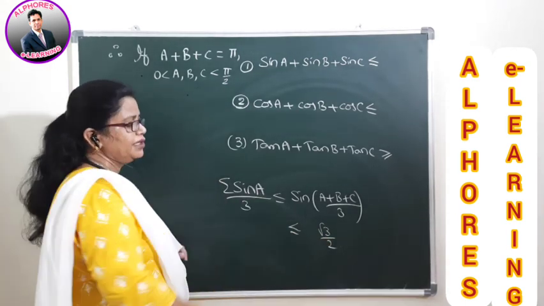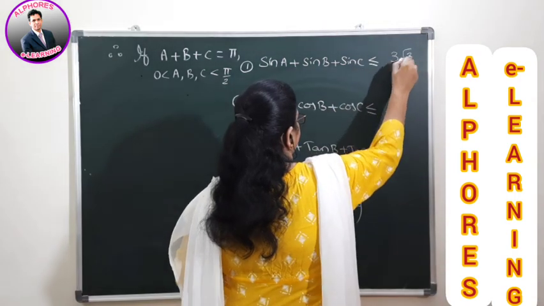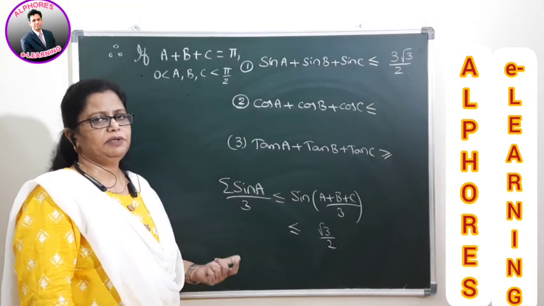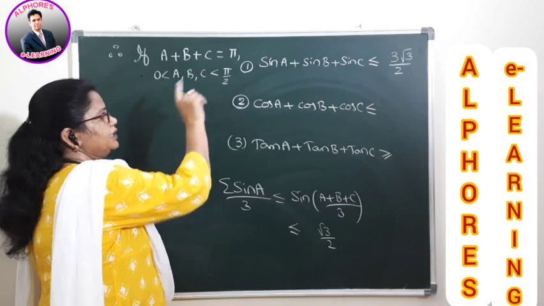So if you do cross multiplication, how much will you get for this result? It is 3 root 3 divided by 2. Therefore, this is our maximum value of sin a + sin b + sin c when a + b + c is 180 degrees, and these are the values.